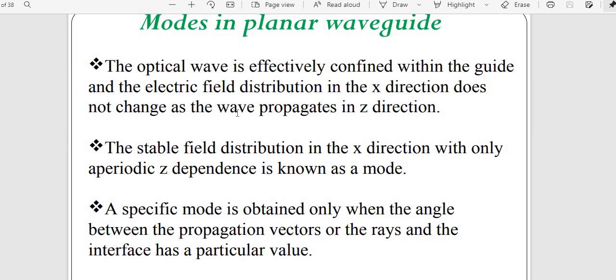Similarly, we need to learn about modes in planar waveguides. How do we get the modes in planar waveguides? That also we have seen. How do we get the mode? So basically, what is a mode?